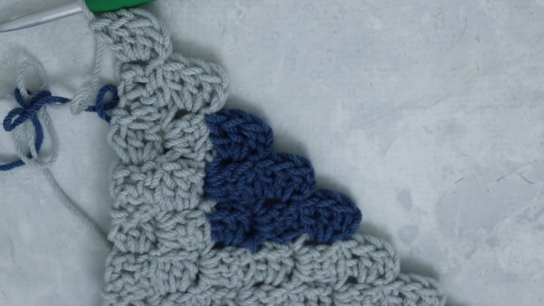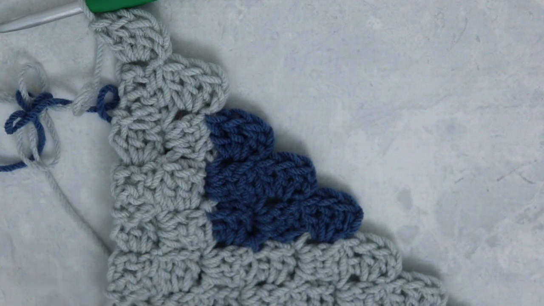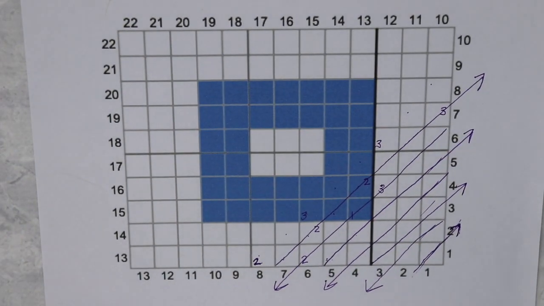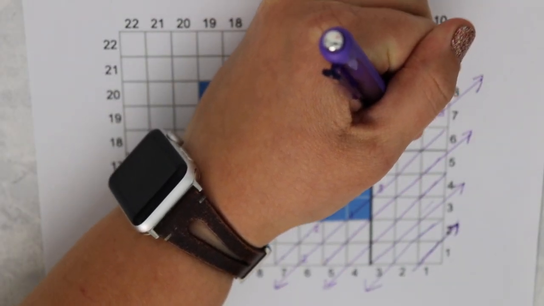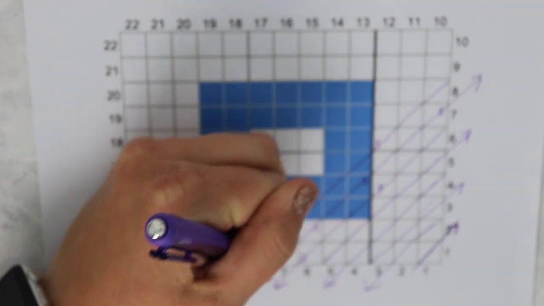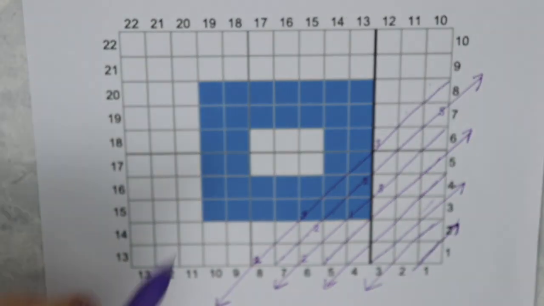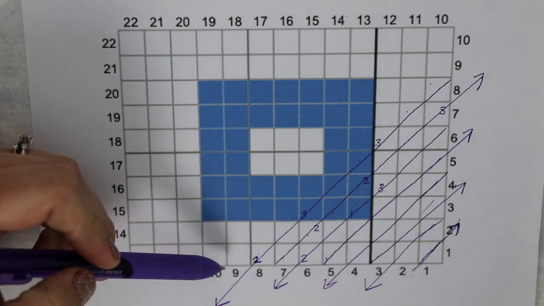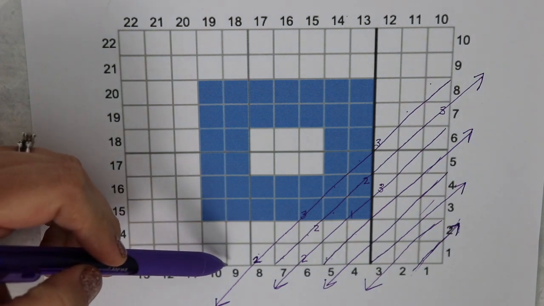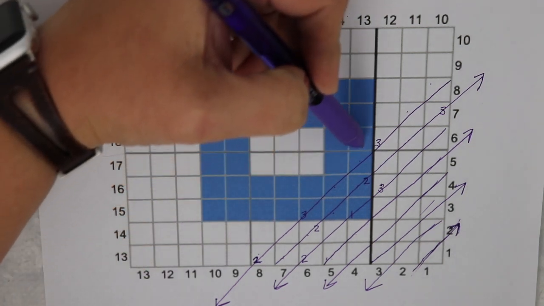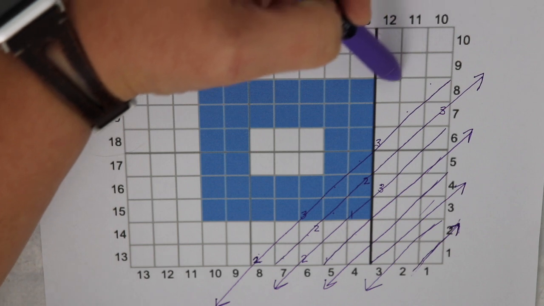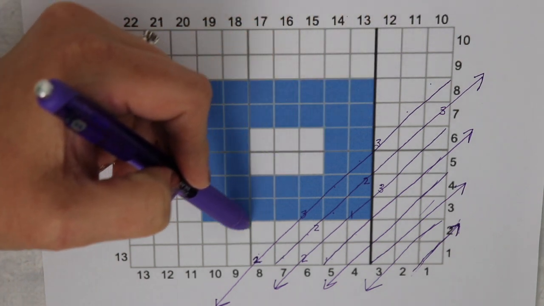Now this is the end of row 8. So we're going to look at our chart. We came right to left for row 8. Now we're going to have two more rows where we are crocheting increase rows. We're going to crochet row 9 and 10 as increase rows.